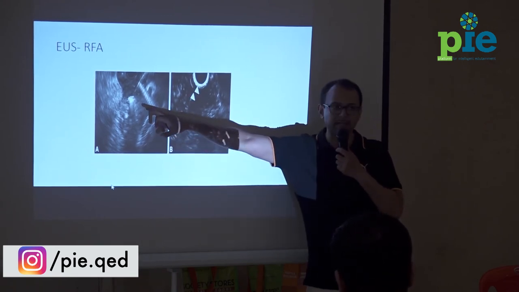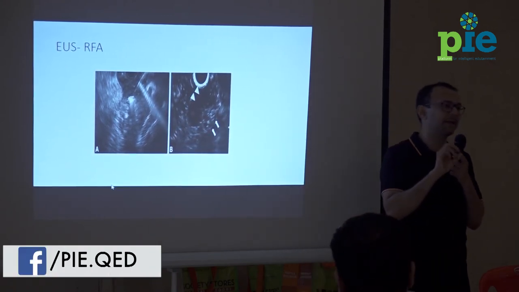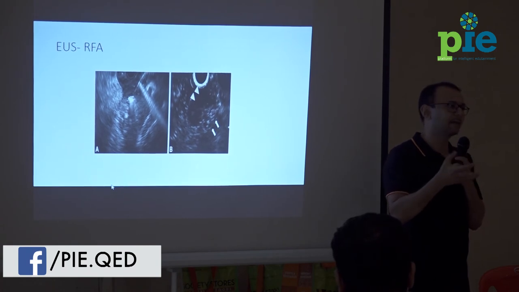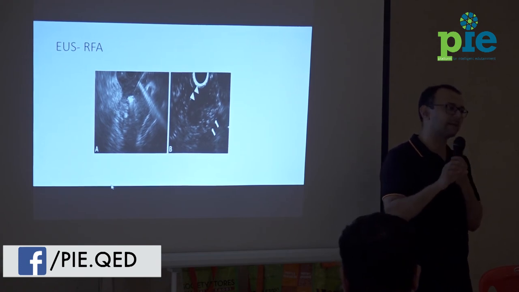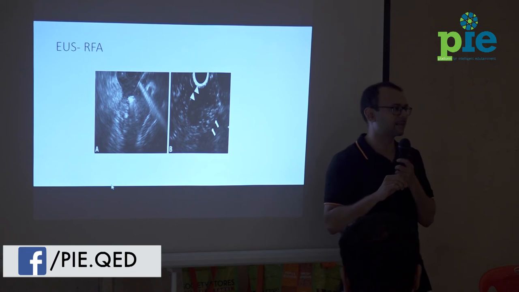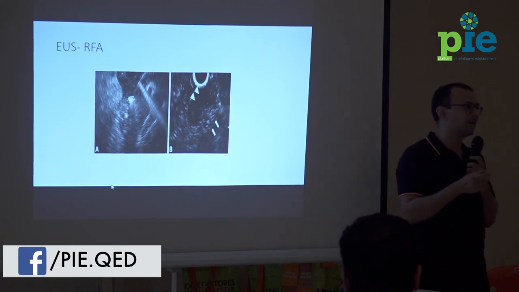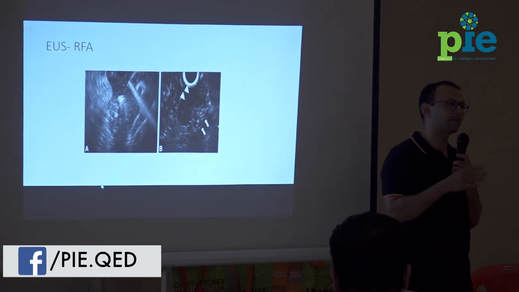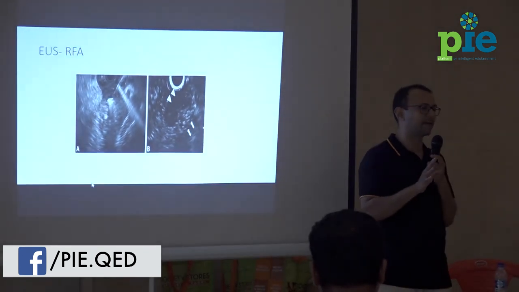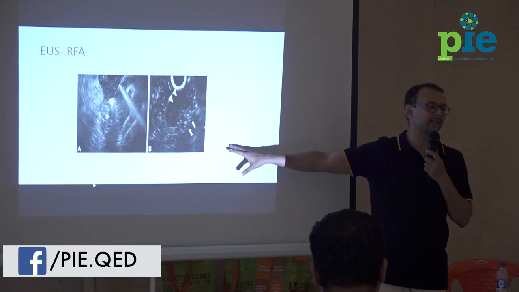Once you puncture the center of the tumor, you apply the radiofrequency generator. We do it three times, depending on the tumor, at 15 watts, and it ablates the entire area. It's exactly similar to liver cancer ablation. You have RFA, microwave ablation, whatever technique you use for liver cancers, exactly the same here.